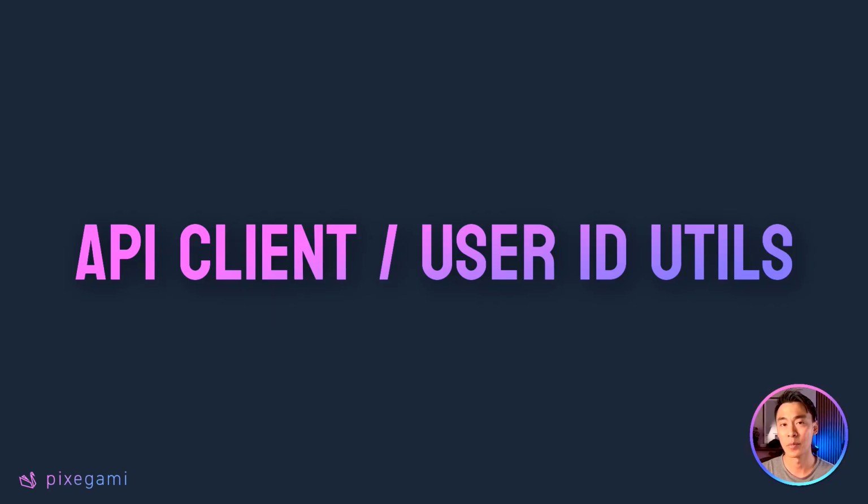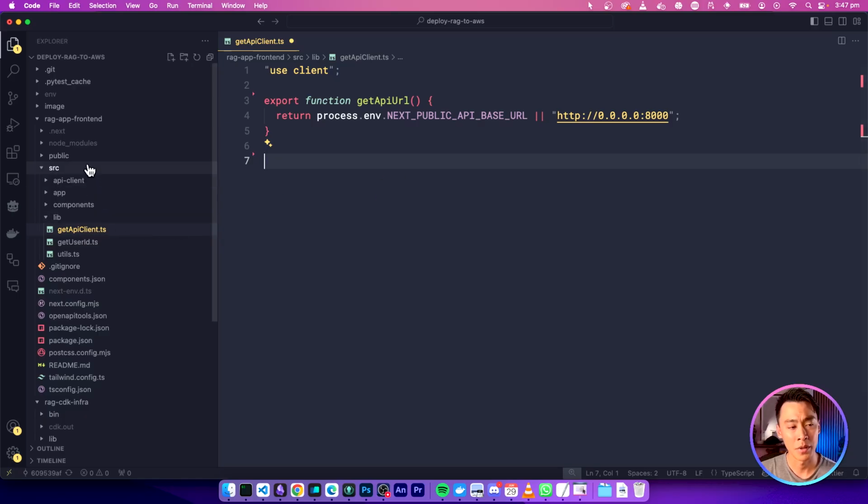Next, we'll want to set up some utility functions for the API client and for the user session management. This will enable me to initialize my API client, and it will also create a fake unique user ID for every new browser session. This way I can test my app without having to first have an entire user authentication system in place. So back in my app, I'm going to go to my source folder and create a subfolder called lib, and there I'm going to create two TypeScript utility files.